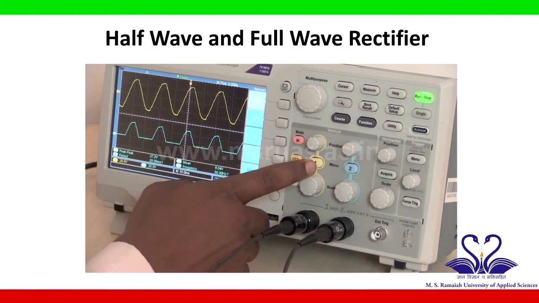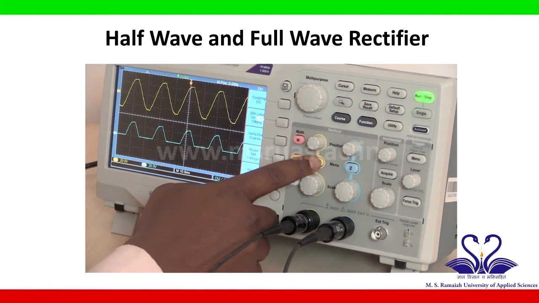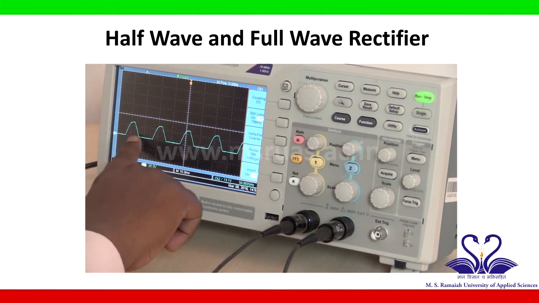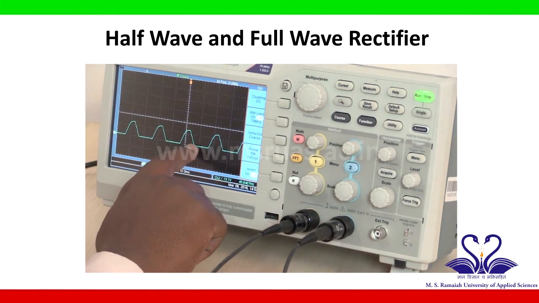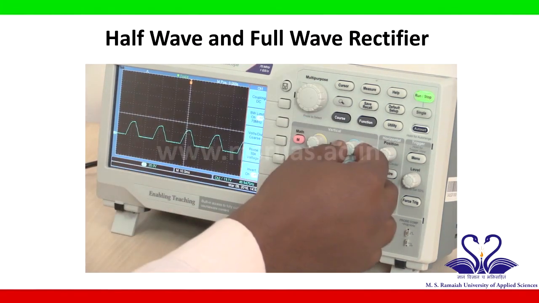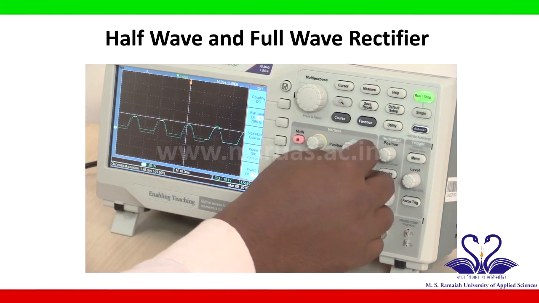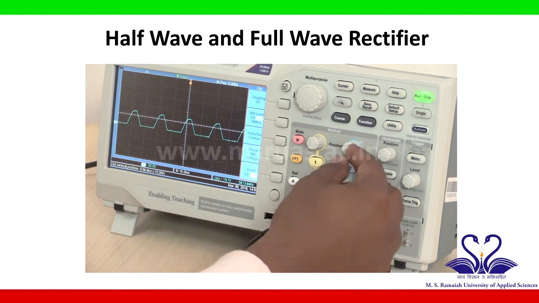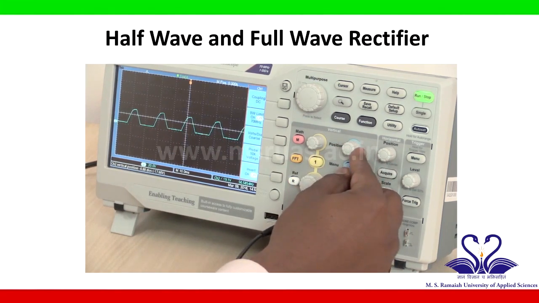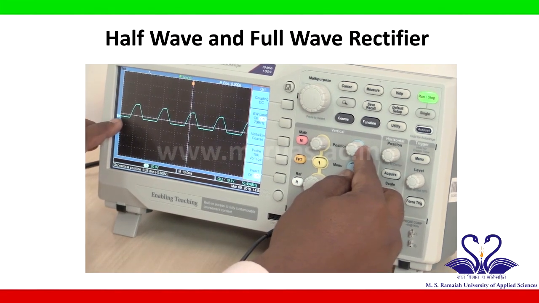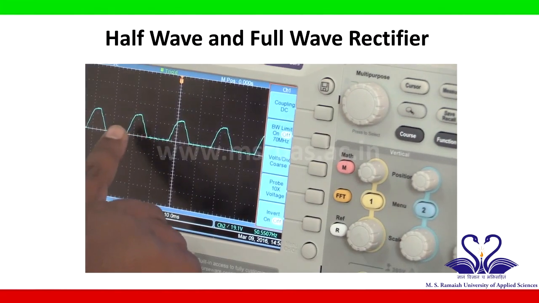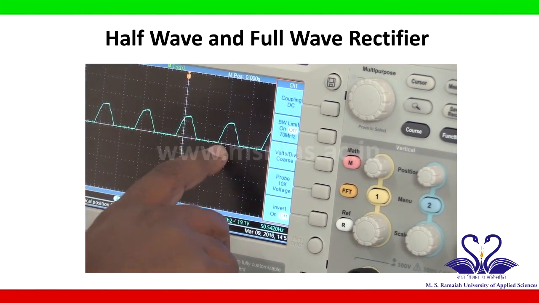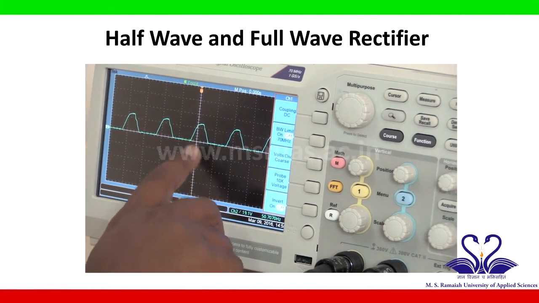So I will turn off the input, and whatever signal we are seeing here, this is the output waveform for a half wave rectifier. I will move it up using the vertical position knob, and I will merge this pointer to a reference line in the display. Now this is the half wave rectifier output signal.